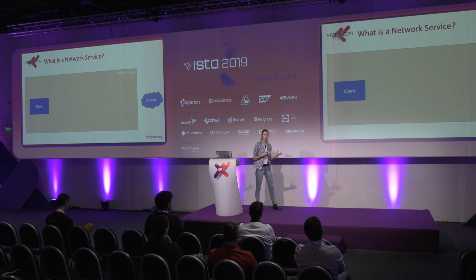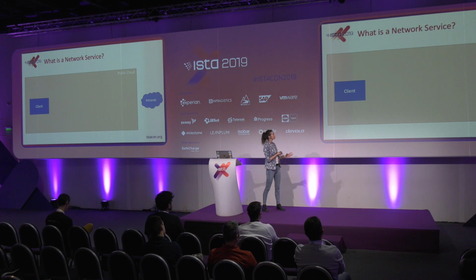I'll briefly share how it works in order to give visibility. Imagine, we're going to talk about what is a network service. Imagine this situation: you have an application that is running in some public cloud, and you want to consume some service that is in another public cloud or in a corporate intranet.